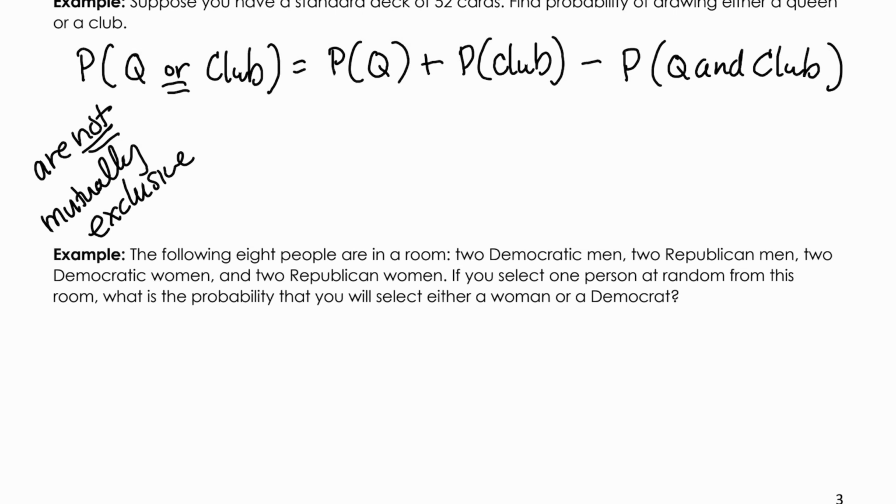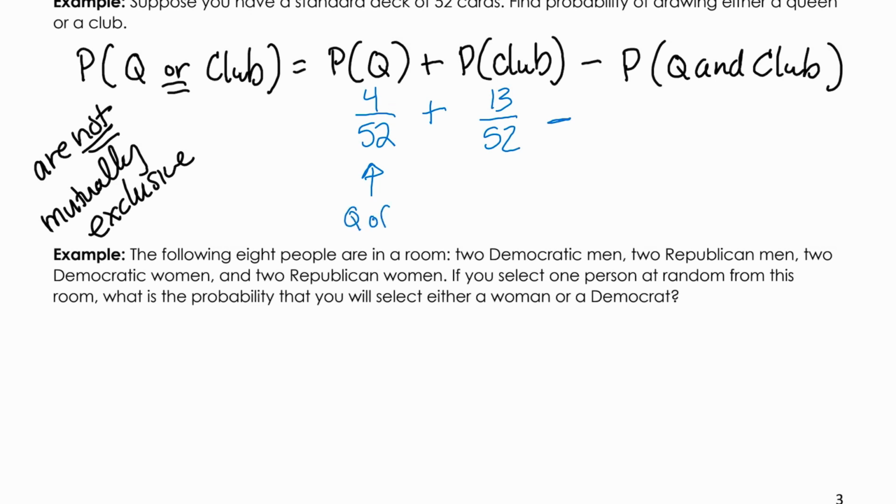So when I pick a card out of a deck of 52 cards, I have a chance of 4 in 52 to get a queen. There are 4 queens in a deck: the queen of clubs, the queen of hearts, the queen of diamonds, and the queen of spades. When I pick my card, the probability of getting a club is 13 out of 52, because there are 13 clubs in the deck of 52 cards.